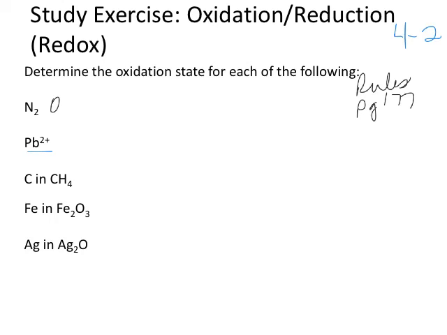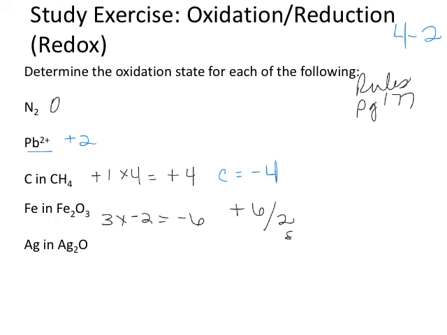Lead, there it is. It's plus 2 because it's an ion. It's telling you plus 2. Carbon, well, by oxidations, we have to do a +1 for hydrogen, and there's 4, so that's +4. So carbon is -4 in this oxidation state. Here we have iron. Iron's a transition metal, so 3 times -2 for our oxygen is a -6. That means iron needs to be +6 divided by 2, because that's your subscript. You have 2 irons, so iron is going to be a +3.